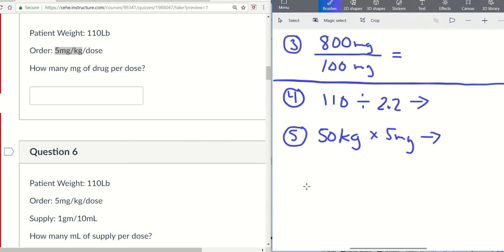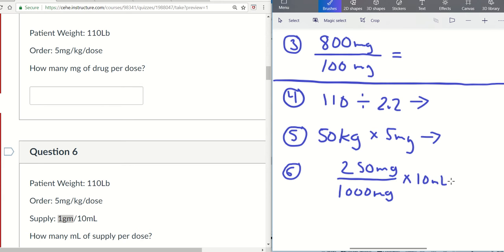And lastly, order over supply times the amount in this case. So our order was 250 milligrams per dose. Our supply here is 1 gram, so we'll convert that to milligrams. So that's 1,000 milligrams per 10 ml. So this time we do have a volume to contend with. Yep, so you would give them 2.5 mLs per dose.